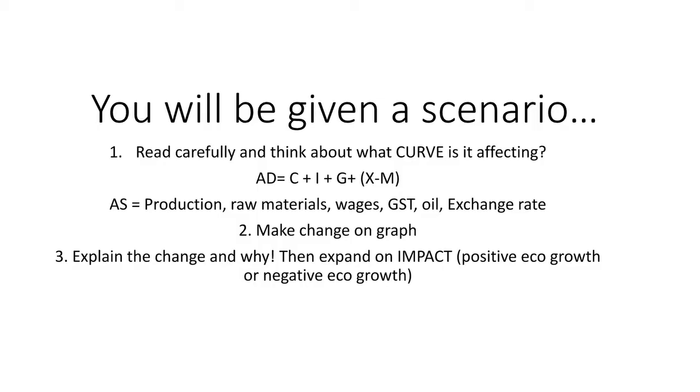So if we think about domestic demand, that would relate to consumer spending, which is the C in the AD equation. So now we know, okay, domestic demand is going to increase. So therefore the AD curve would increase, and that would be a shift to the right. You would then talk about why you made those changes on the graph and include all your graph coordinates and then expand on the impact. Is it positive economic growth or is it negative economic growth?